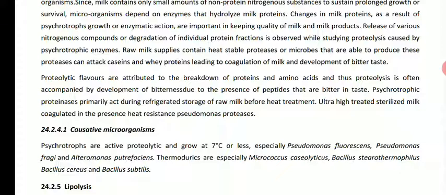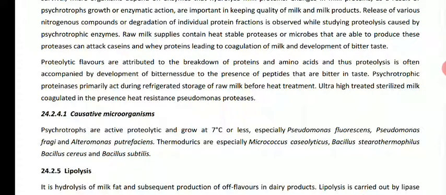These proteases can attack casein and whey proteins, leading to coagulation of milk and development of bitter taste. So these are the side effects of protein breakdown. Proteolytic flavors are attributed to breakdown of proteins and amino acids, and proteolysis is often accompanied by development of bitterness due to the presence of peptides that are bitter in taste. So the basic effect of proteolysis is bitterness in milk.